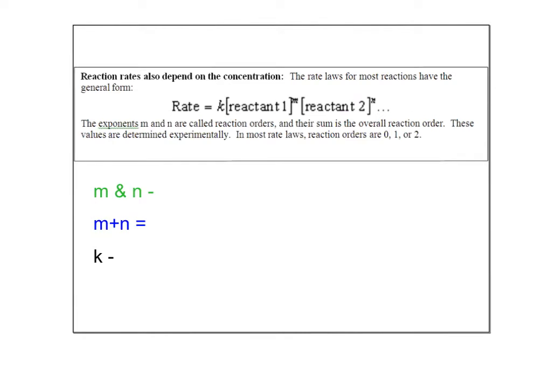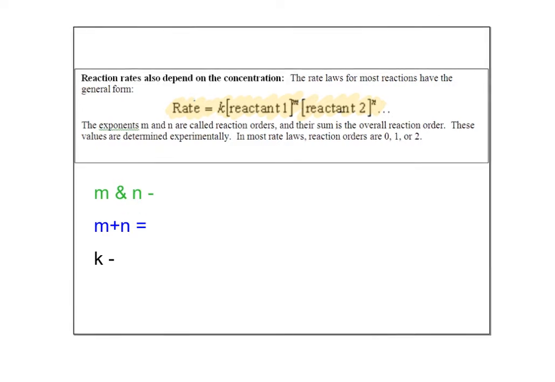Okay, so this says reaction rates also depend on concentration. The rate laws for most reactions have this general form. So this general form right here, I need like a highlighter. This general form right here, if I ever ask for the differential rate law, this is what I'm looking for. This is the equation for differential rate law.